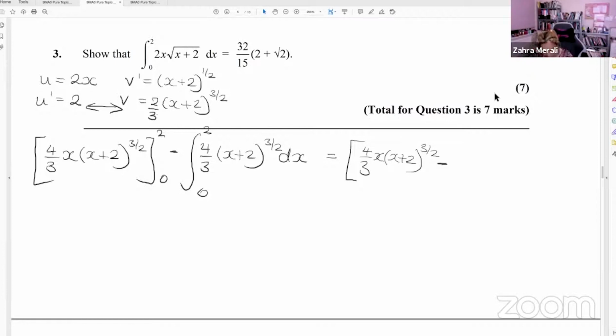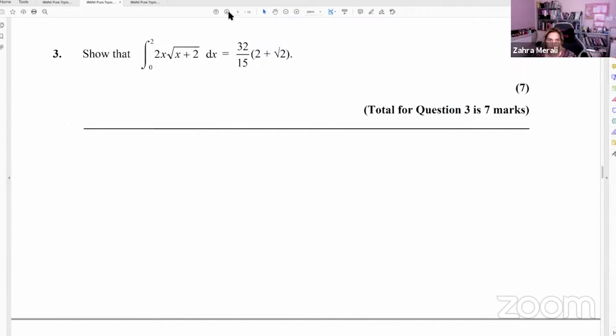minus, and when I integrate this, I'm going to add 1 to the power. So that's going to become (x plus 2) to the 5 over 2. Divide by the new power, that's going to make that 8 over 15. And I can stick that all into my calculator in bits, and I'll end up with the same answer. So that's the other way to do it. If integration by parts is what you find easier, that's what I suggest you do.